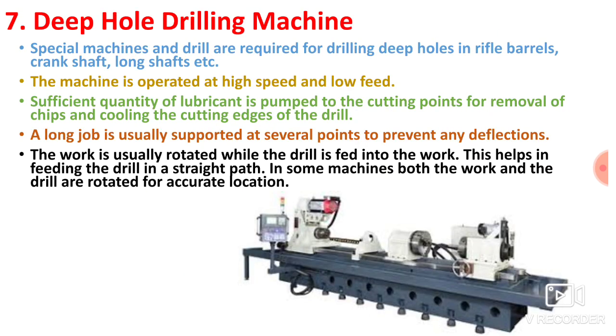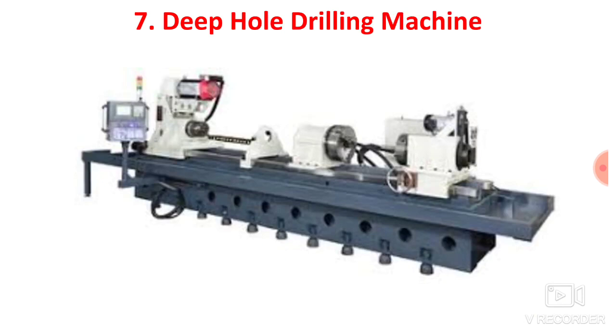And the last one, that is deep hole drilling machine. So it is basically used for drilling a deep hole inside the workpiece. Examples are rifle barrels. So in that case, a deep hole is to be drilled. It is like a pipe. So you have to support the workpiece at multiple locations, and with this machine you can drill a deep hole inside the workpiece. So this is all about the types of drilling machine.